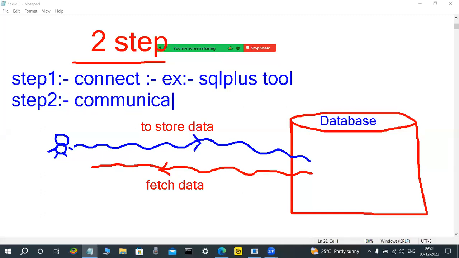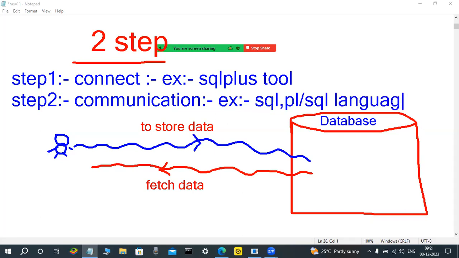Communication. In this communication step only, we are using what? For example, SQL and PL/SQL languages. The first one, SQL Plus, is a tool. On the communication side, we use SQL and PL/SQL languages. Step by step, we are learning.